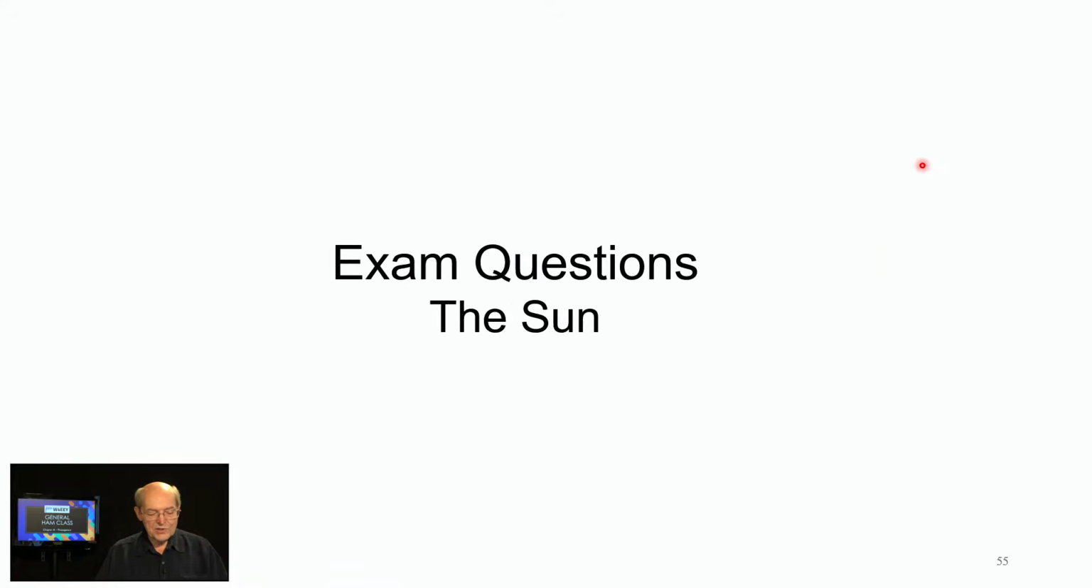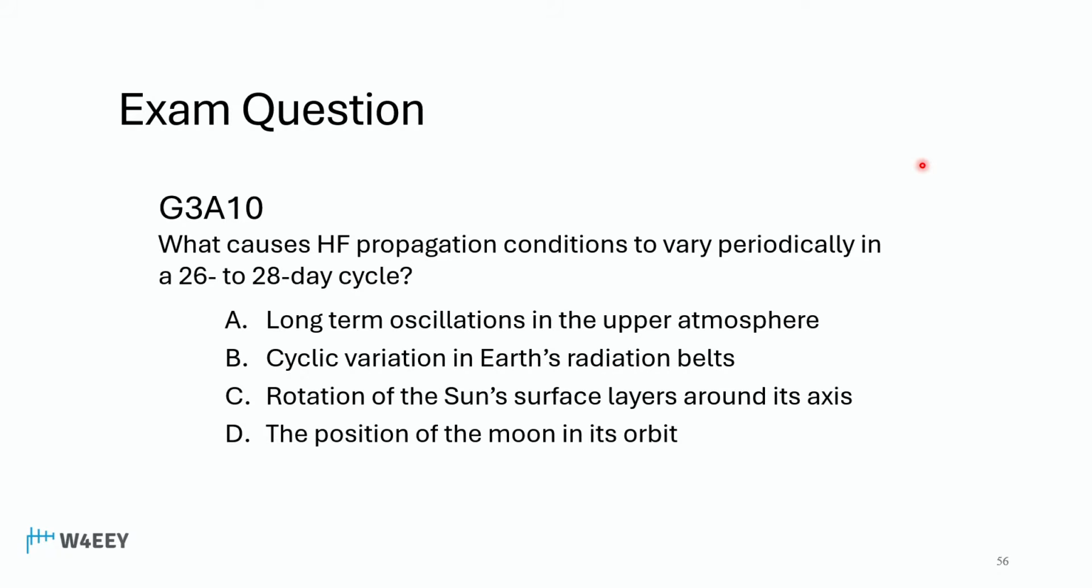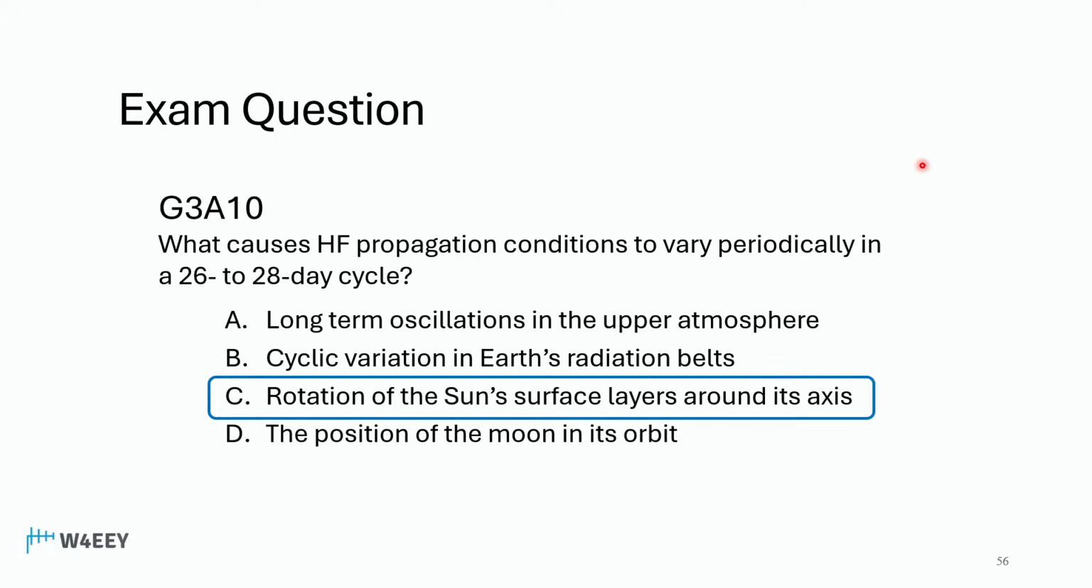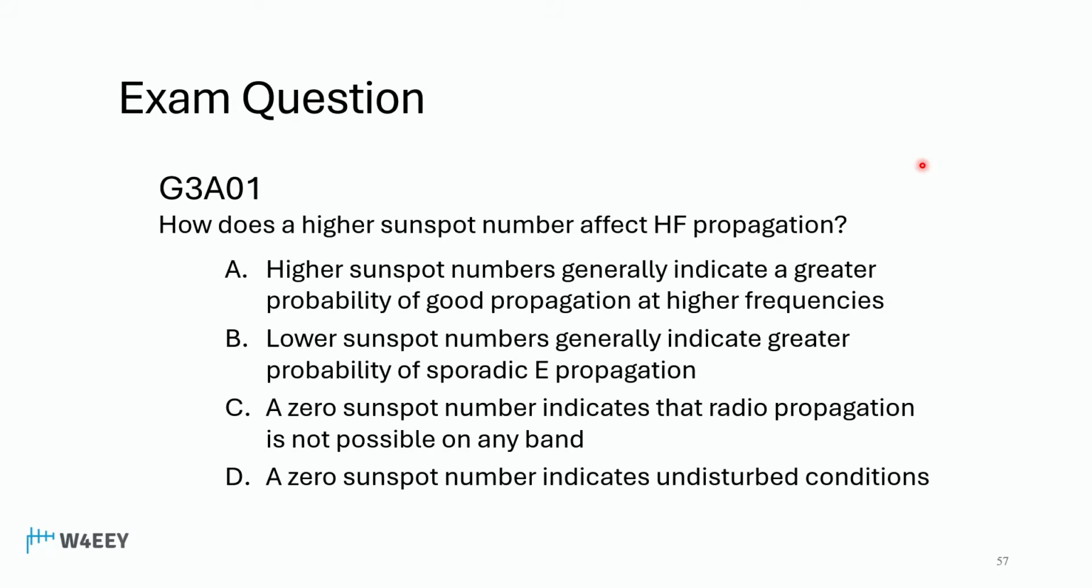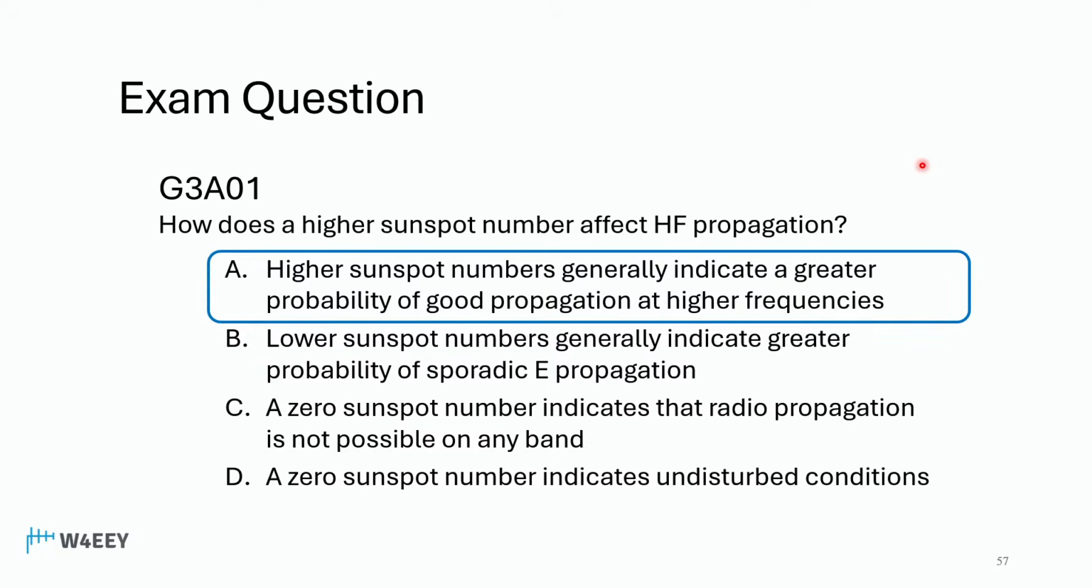All right, so a few questions now about the sun. What causes HF propagation conditions to vary periodically in a 26 to 28 day cycle? Charlie, rotation of the sun's surface layers around its axis. How does a higher sunspot number affect HF propagation? Alpha, yep, it's good. Higher sunspot numbers generally indicate a greater probability of good propagation at higher frequencies. So 10 meters, 12 meters, 15 meters will become usable.